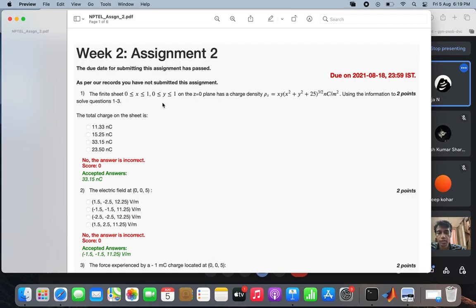All right. So I'm given a charge density of this formula on this particular finite sheet, and I'm told to find the total charge on the sheet. Can anybody tell me how to proceed with this problem? So we need to take a surface integral. Yes, exactly. And what is that surface? It's on the xy plane, right?